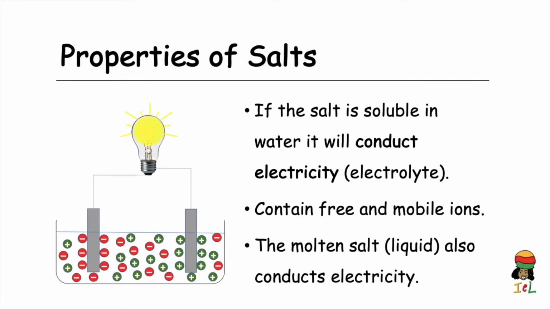The third property, salts that are soluble in water form aqueous solutions that conduct electricity. These solutions are called electrolytes. Electrolytes conduct electricity because they contain free or mobile ions. Those are the moving charges, as we can see in our animation, and these moving charges carry an electric current. The same occurs when the salt is molten.